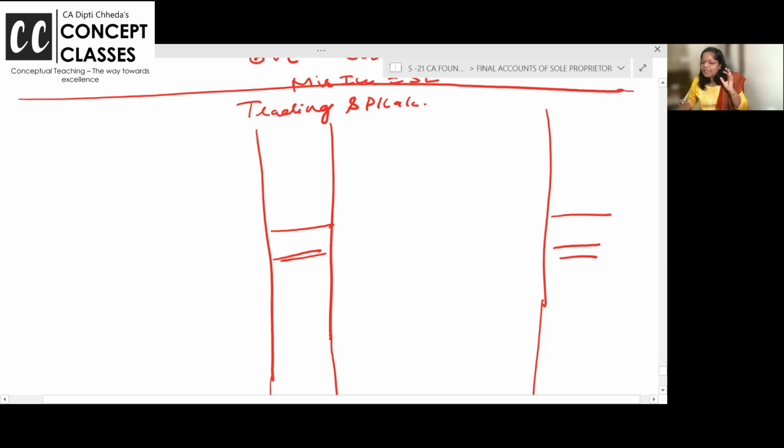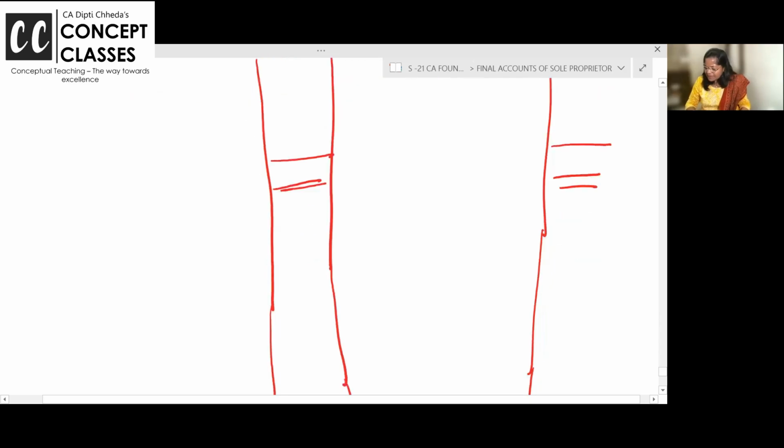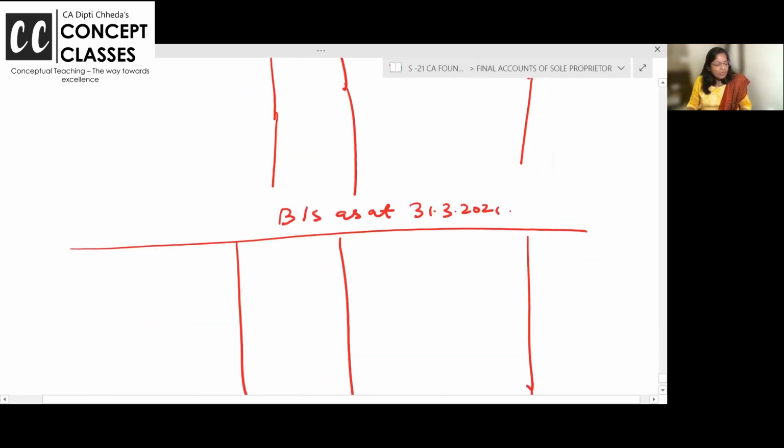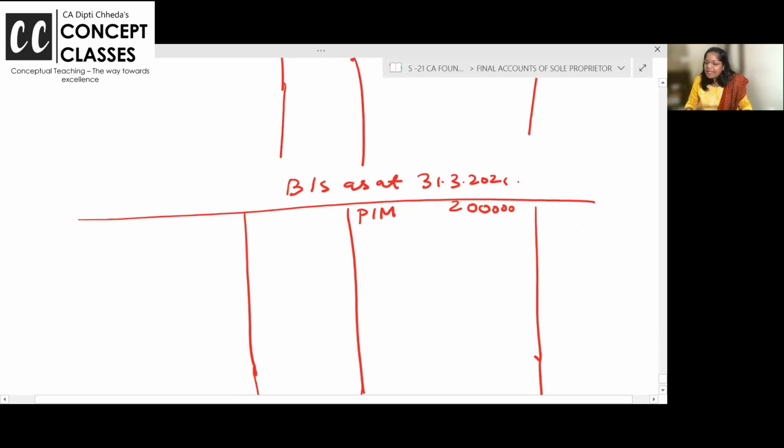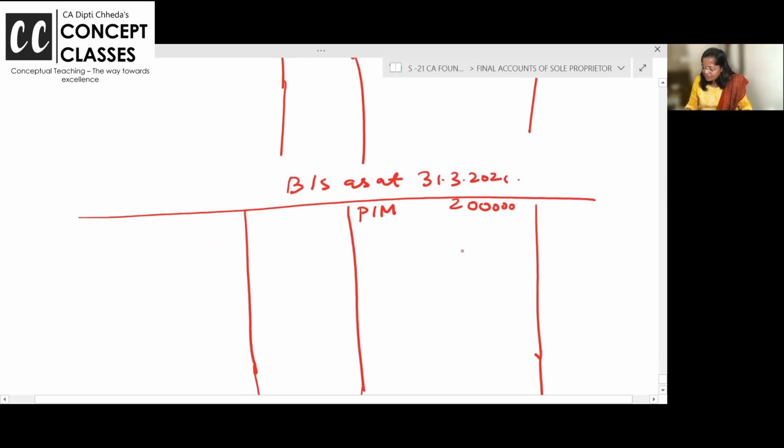We will start with the debit side. First item is plant and machinery. Straight go and write it in the balance sheet, plant and machinery in the inner column, 2 lakhs. Leave 1 or 2 lines for calculation of the depreciation. Below that, write down furniture.